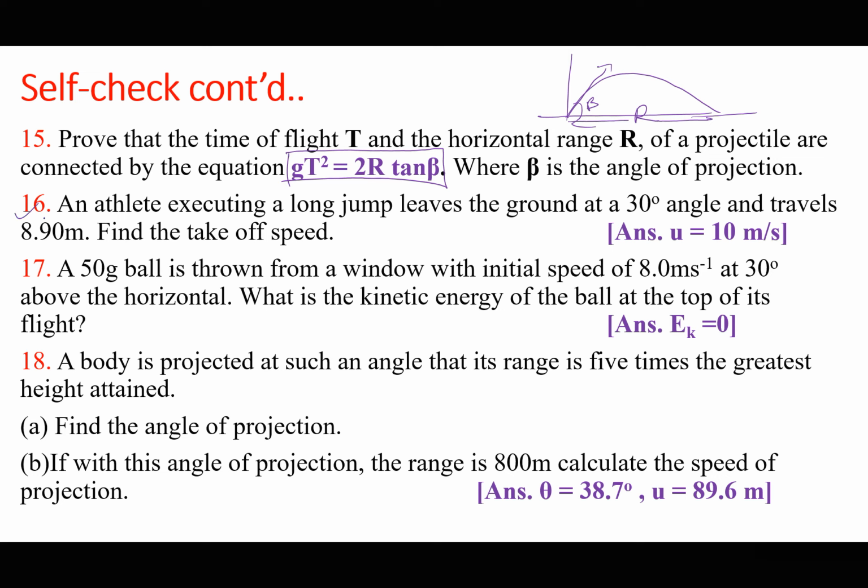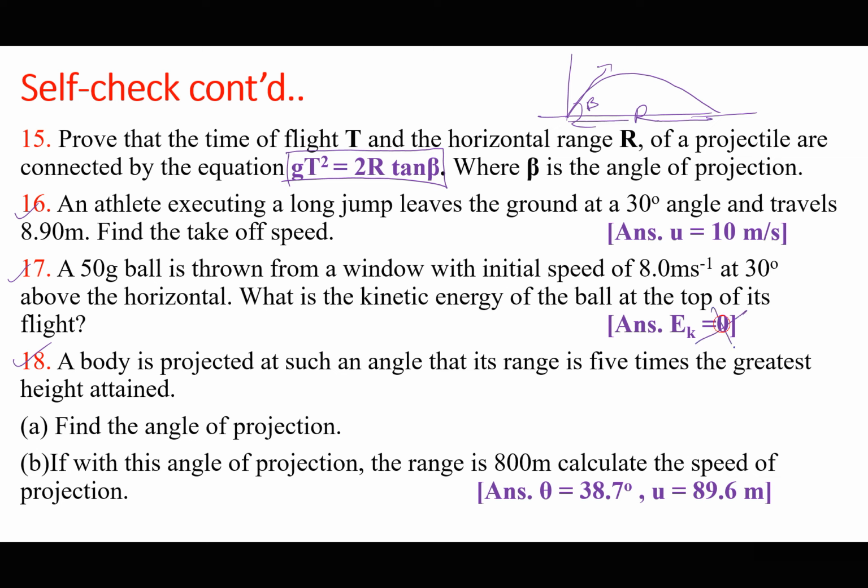Check questions 16, 17, and 18 and see if the answers are correct. Of course, for 18: the ball is thrown from a window with an initial speed of 8 meters per second at 30 degrees above the horizontal. What is the kinetic energy of the ball at the top of its flight?